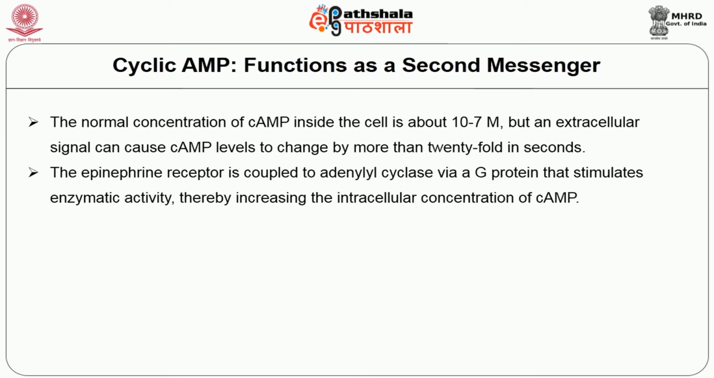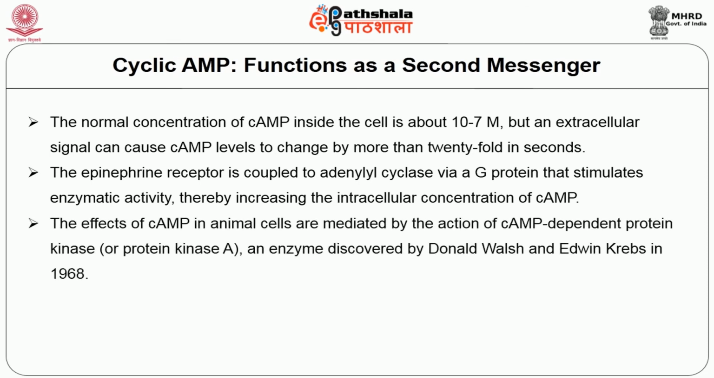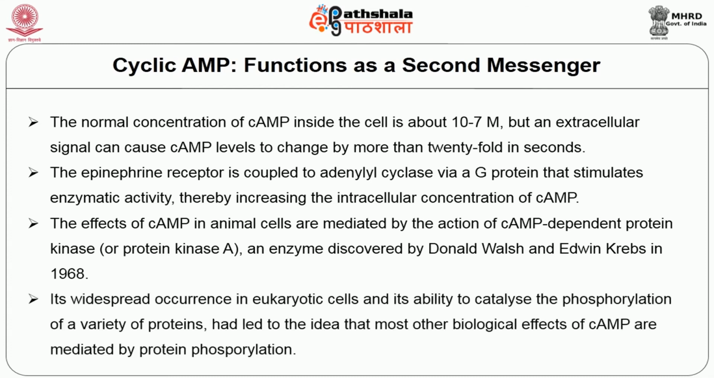thereby increasing the intracellular concentration of cyclic AMP. The effects of cyclic AMP in animal cells are mediated by the action of cyclic AMP-dependent protein kinase, which is also called protein kinase A, an enzyme discovered by the scientists Donald Walsh and Edwin Krebs in 1968. Its widespread occurrence in eukaryotic cells and its ability to catalyze the phosphorylation of a variety of proteins has led to the idea that most other biological effects of cyclic AMP are mediated by protein phosphorylation.